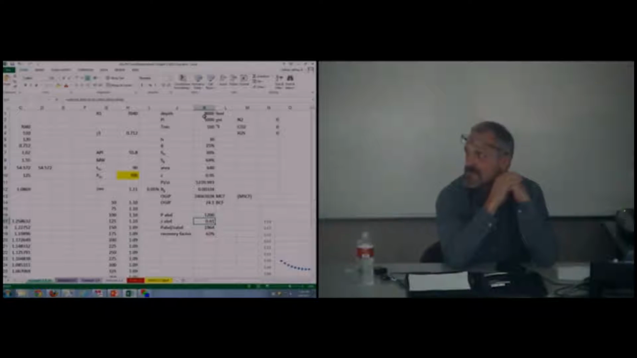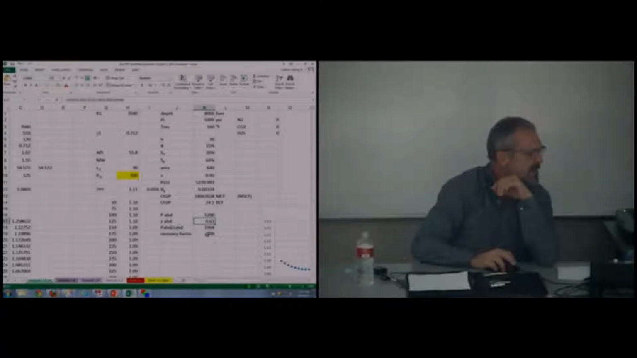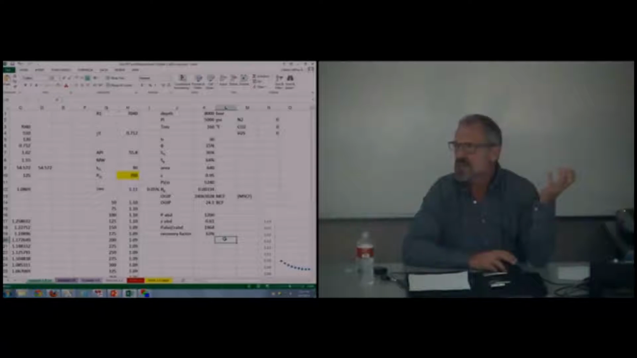What was the recovery factor again? What did you use for the recovery factor? We calculated the recovery factor. I said it's 1 minus P over Z at abandonment over P over Z initial. Okay. All right? And actually 63% gas recovery, not too bad of a number.